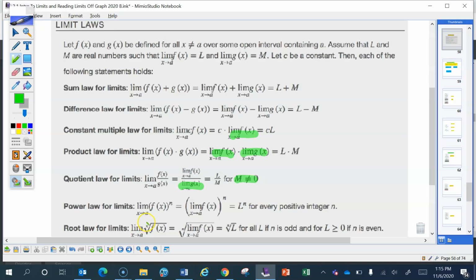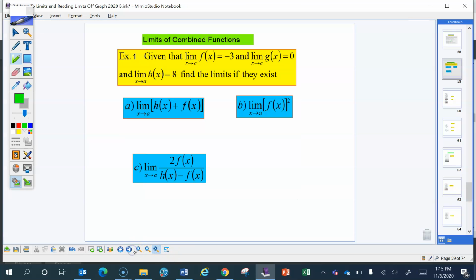And if I have the limit as x approaches a of some function to the nth power, I can really take the limit of the function and then raise it all to the nth power, and same thing for the square root. So let's take a look at a couple of examples applying the limits.